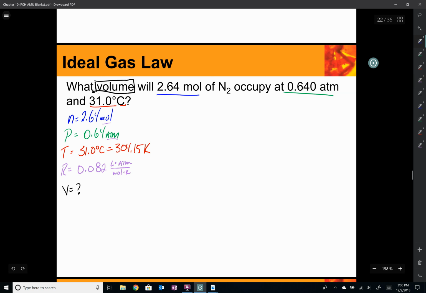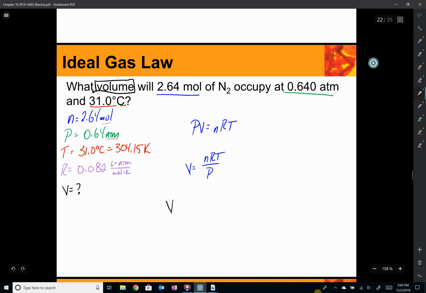We know our equation because that's really not going to change for this chapter. So we take PV equals nRT and we solve for V. So V is equal to nRT over pressure. And we fill in the blank.